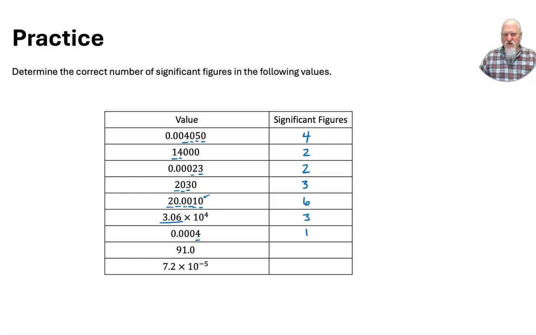91.0. What do you think? I think 3. The trailing 0 is significant because there's a decimal. And 7.2 times 10 to the negative 5. It's scientific notation. So I have 2.